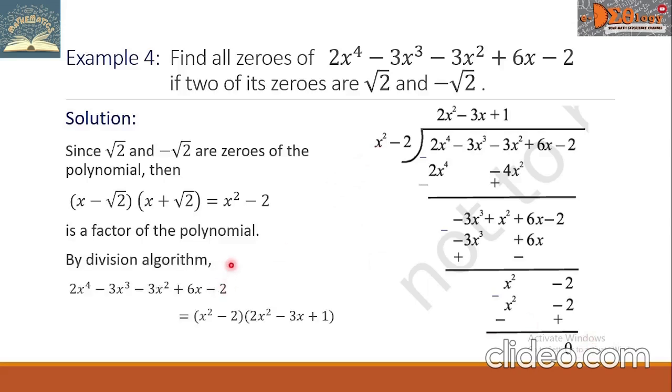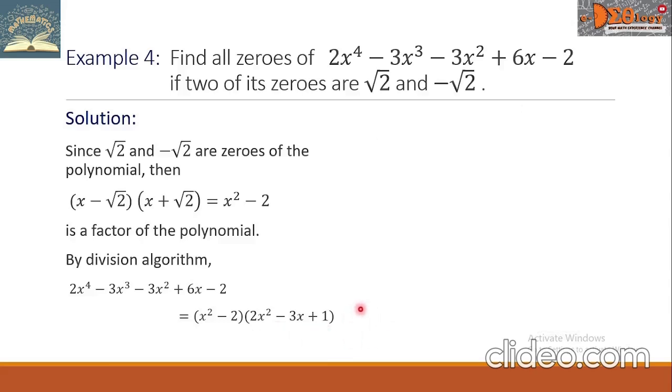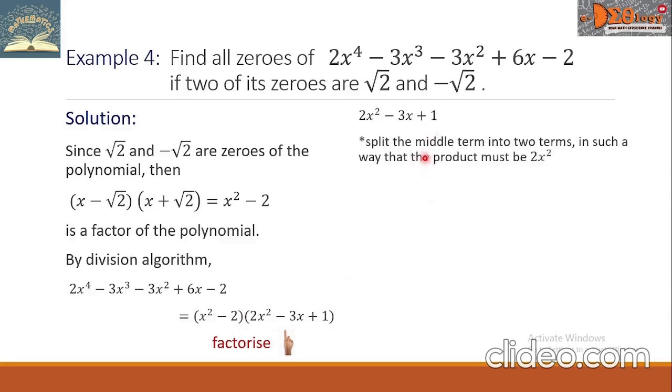So by the division algorithm, we can write the dividend is equal to x^2 - 2, this is the divisor, times our quotient 2x^2 - 3x + 1. The remainder, no need to write. The next step here, we need to factorize this trinomial, the 2x^2 - 3x + 1. When we factorize, first we write it here. We're going to split the middle term into two terms in such a way that the product must be 2x^2. We got this value when we multiply this 2x^2 by the constant 1.